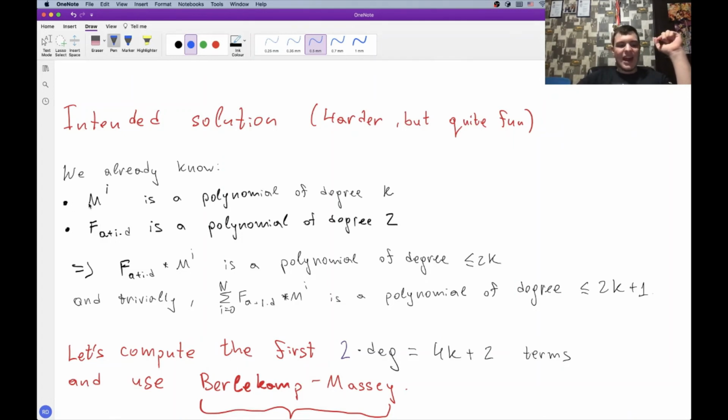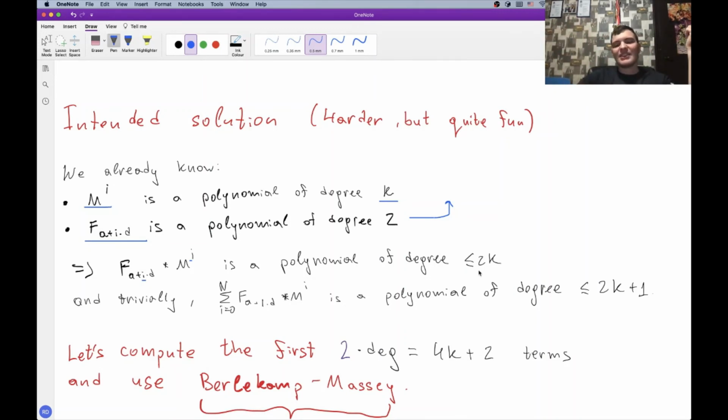We already know that mi is a polynomial of degree k. Another thing we know is that f of this ugly term inside is a polynomial of degree 2. This can be easily shown, since you can construct a 2 by 2 matrix that shows that this thing is a polynomial of degree 2. If we have these two things, then the product of the two, because they both depend on i, is obviously a polynomial of degree less than or equal to 2k, because you just multiply all of the terms by each other, and the degree can't exceed 2k.